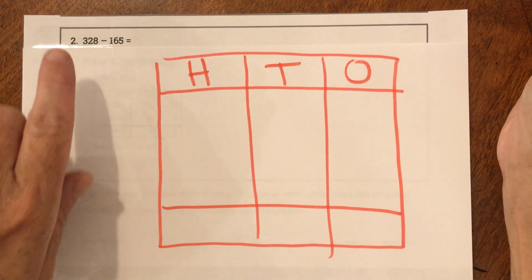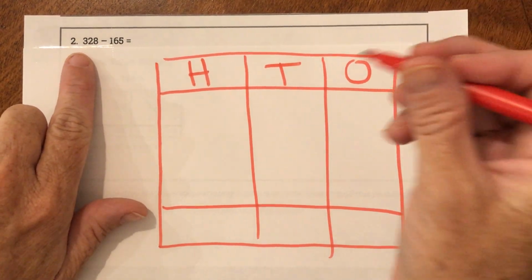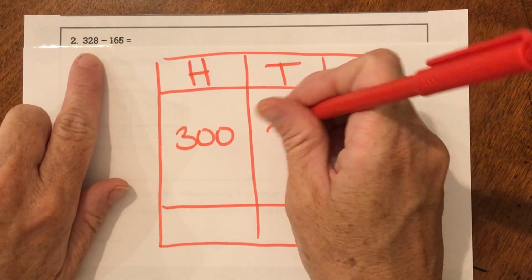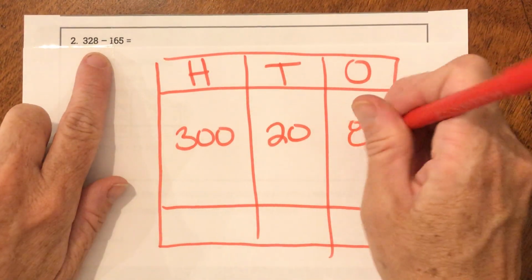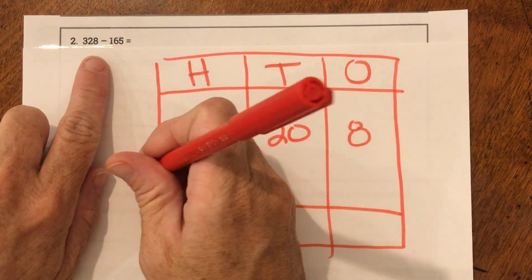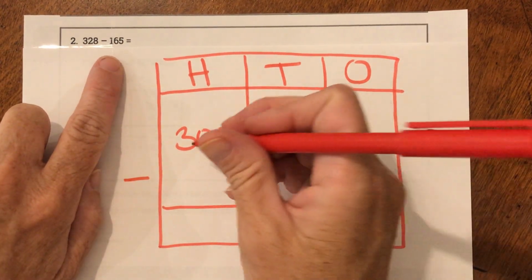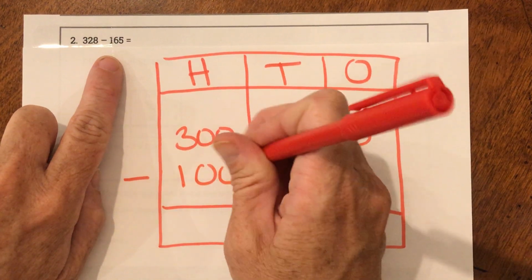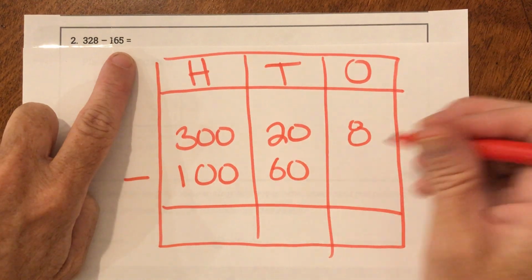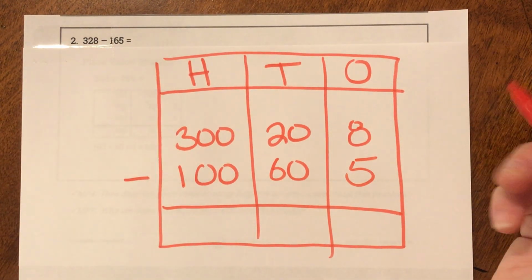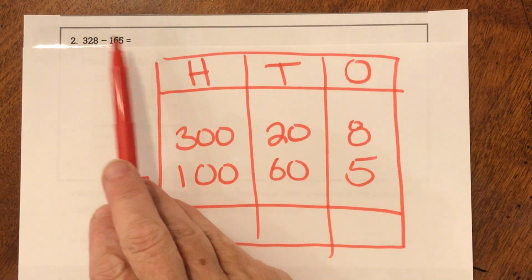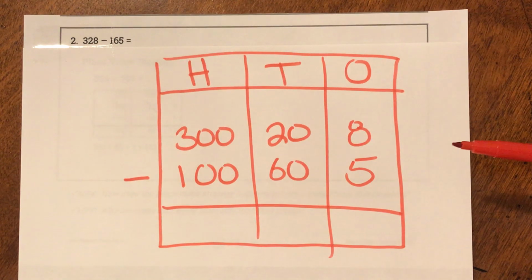Okay, so what do I have? Well, I have 3 hundreds, which is 300. I have 2 tens, which is 20, and I have 8 ones. So notice I decomposed that number. Now this time I'm going to actually also write the subtrahend. So I have 100, which is 100. I have 6 tens, which is 60, and I have 5 ones. So just like when I added using the place value mat, I wrote both the first number and the last number, so the minuend and the subtrahend.